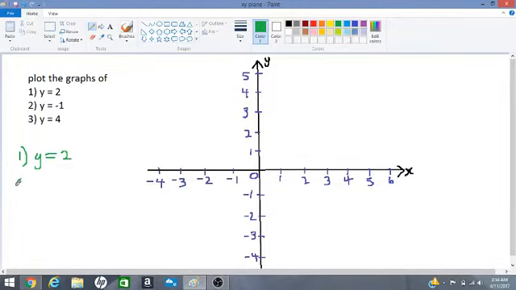So we can easily get points. When x is equal to 1, y has to be 2. When x is equal to -2, y has to be 2, because 2 is the only number y could possibly be. So we want to plot these points on our Cartesian coordinate plane.